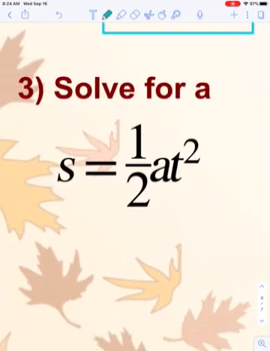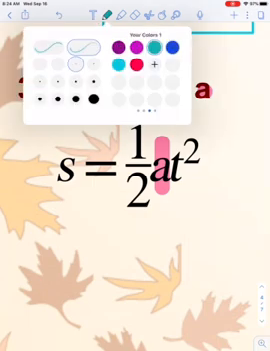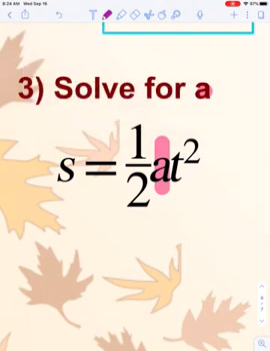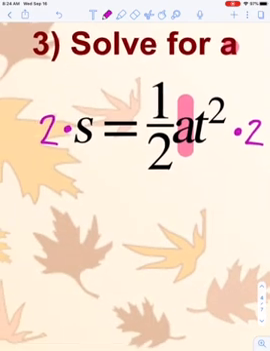All right, number 3. This one's a little trickier because there is a fraction. So we're being asked to solve for a, so I'm going to highlight a. It is going to be easier if I can just get rid of the fraction right off the bat. If you remember, the way we get rid of fractions is to multiply by the denominator. So the denominator of my fraction is 2. So I'm going to multiply both sides of this equation by 2.